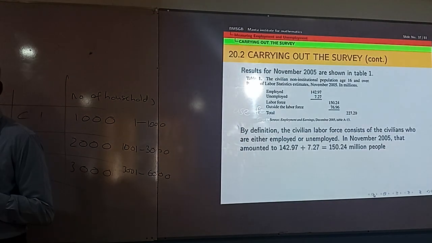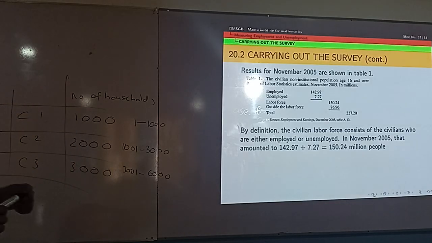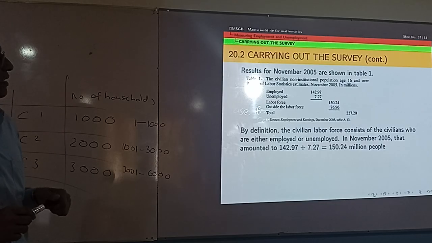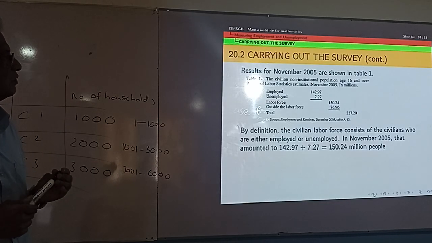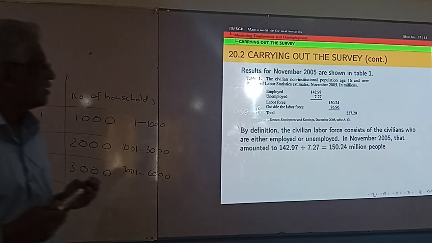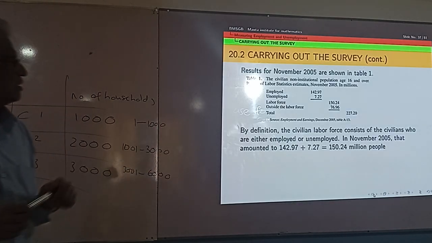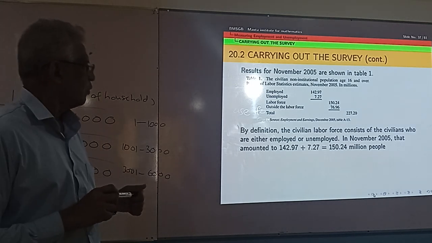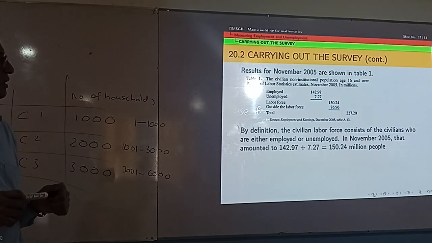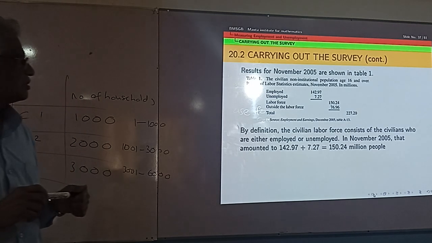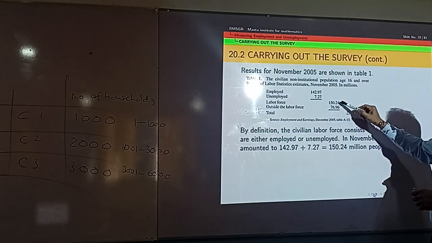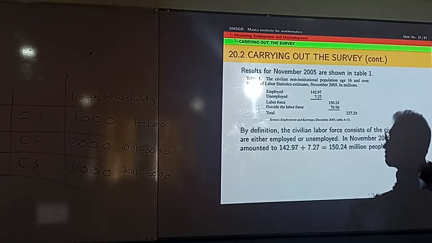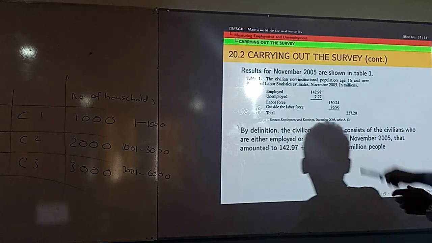So according to the information they collected, this is a simple table. These are in millions: civilian non-institutional population 16 and over estimates. Employed is 149.4 and unemployed is 7.27. The sum of these two is the labor force. In addition, there are people outside the labor force, and the total is this.